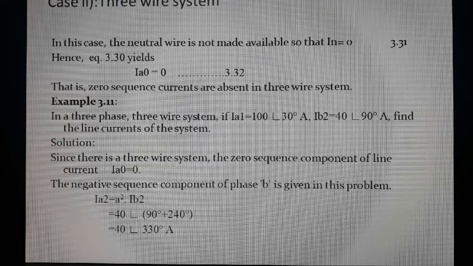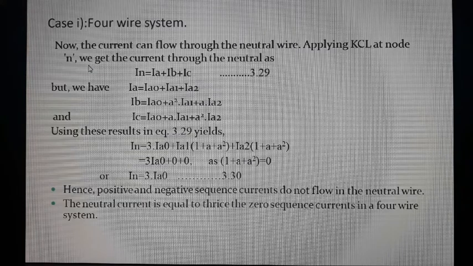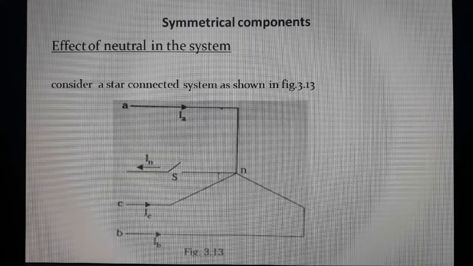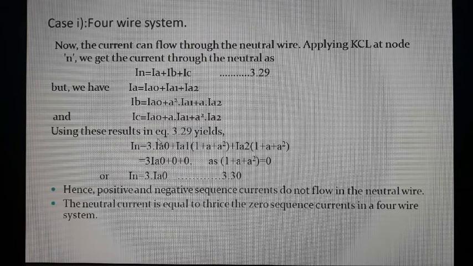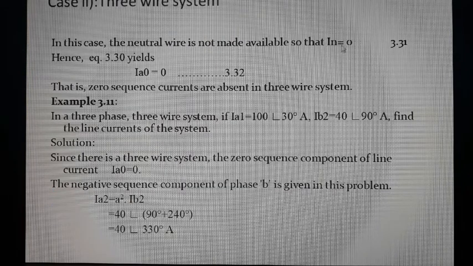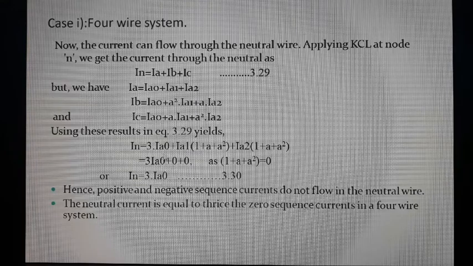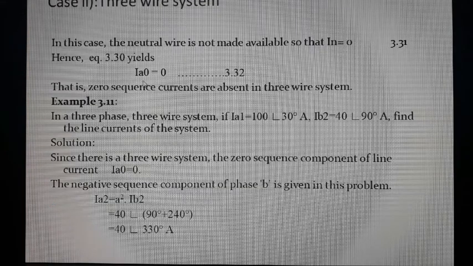Now considering the second case, when the neutral is not made available, that means when the switch is open, so neutral is not there, then IN is equal to 0. When there is no neutral wire, IN is 0. As we see that IN is 3 times IA0, IA0 is also equal to 0. That means zero sequence currents are absent in a 3-wire system.